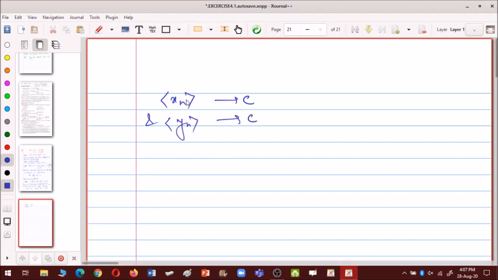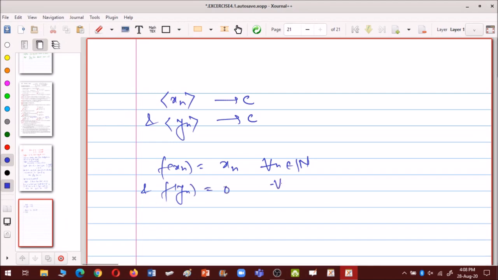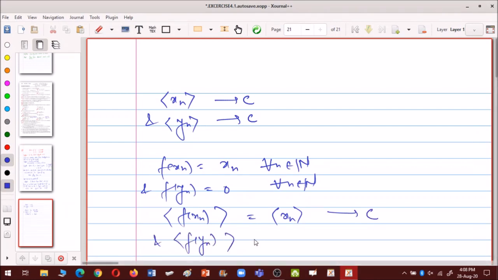So we have this Xn is a sequence of rationals which is converging to C, and Yn is a sequence of irrationals which is converging to C. So f of Xn is equal to Xn for all n belonging to N, and f of Yn is equal to 0 for all n belonging to N. So this implies f of Xn is nothing but the sequence Xn which converges to C, and f of Yn is equal to the constant sequence 0, which converges to 0.